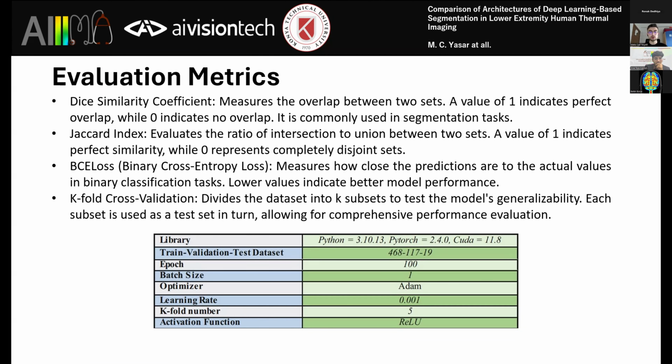The K-fold value, epoch numbers, learning rate, and activation function metrics were kept consistent across all the models. Moreover, the training environment and the libraries used remained constant. Also, you can see this in the table.